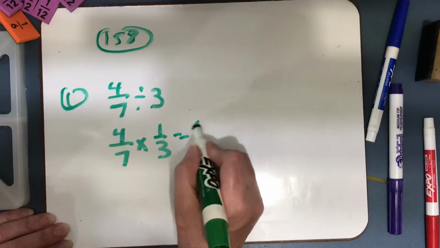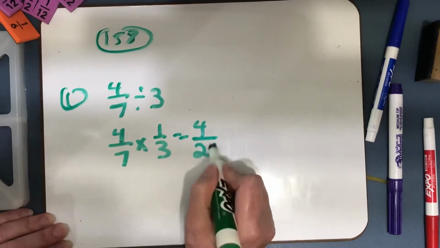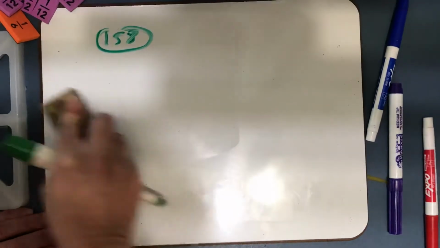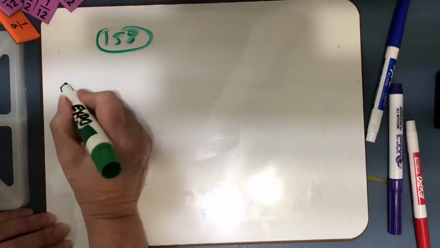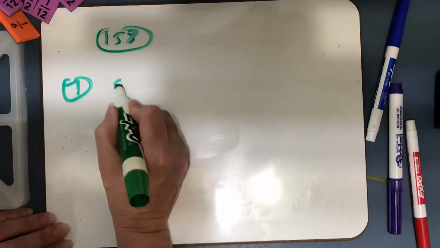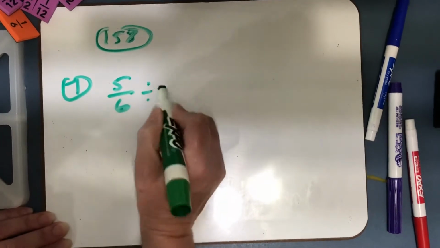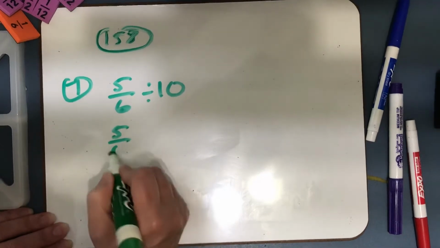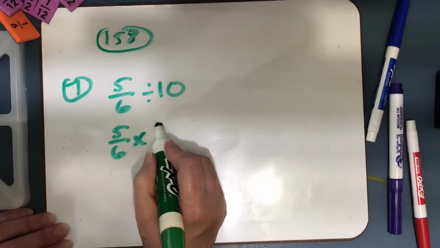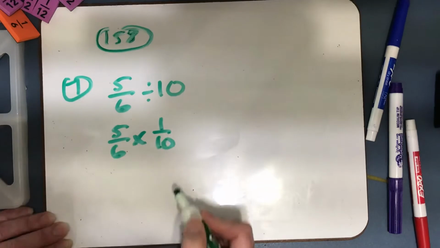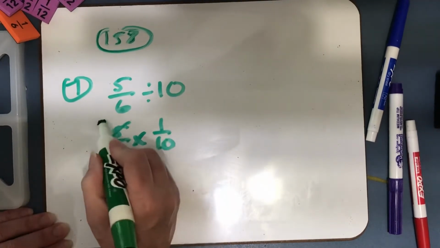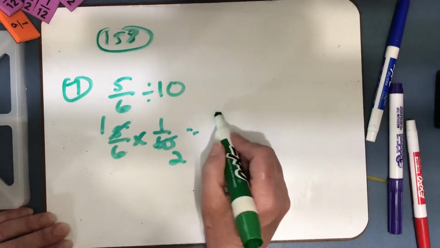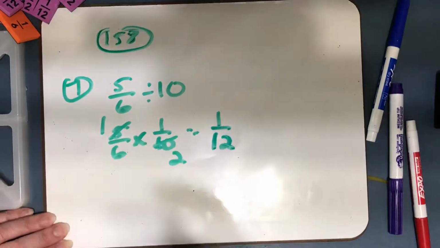4 times 1 is 4. 7 times 3 is 21. So 4/21. Okay, let's look at number 7. Number 7 is the one I just modeled. 5/6 divided by 10. Okay, so we have to do 5/6 times the reciprocal of the divisor, times 1/10. And I can simplify. 5 goes into 5 once, and it goes into 10 twice. And I multiply, and I get 1/12.